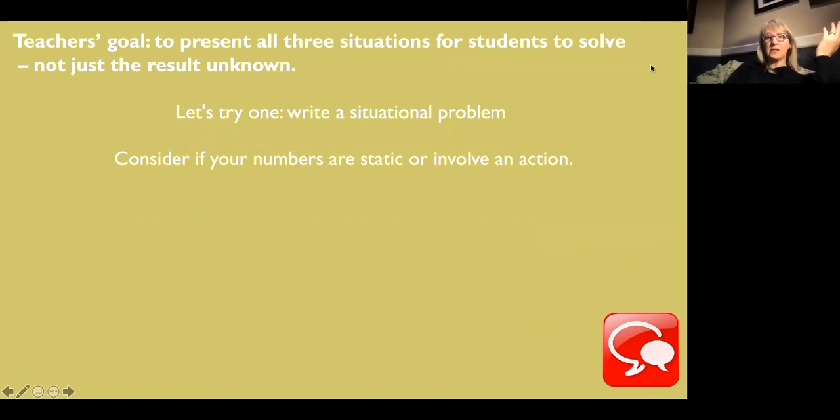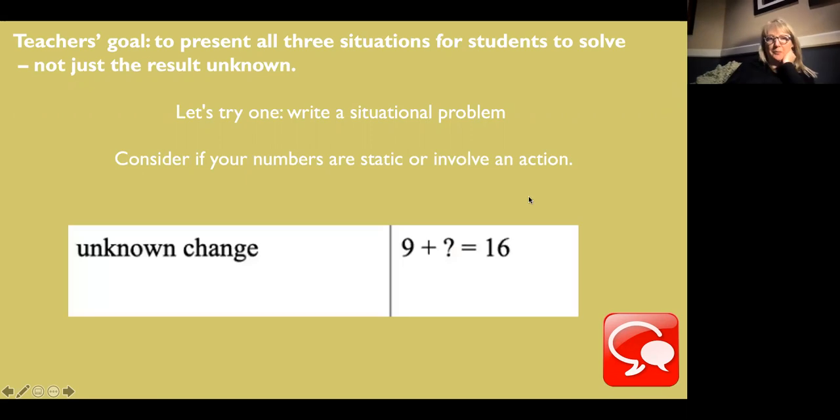So our goal, of course, is to make sure that they see all 3 situations for students to solve, not just the result unknown, and that they do that through the continuum Jen was talking about, from the concrete to the symbolic. So here's an opportunity. When Jen and I both did the First Steps training and trained other people with First Steps, we found this quite difficult. So we'd like to have you try writing one and see how you do. Would you recognize one in a resource that you were choosing? Are they providing these types of problems as well?